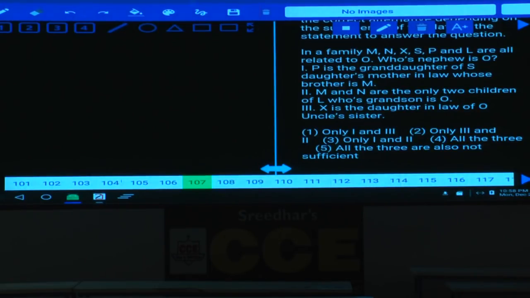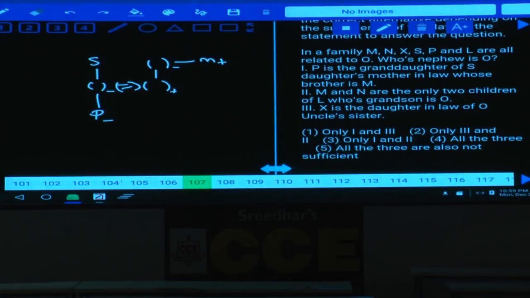1 and 3. What is 1 here? P is the granddaughter of S. S is here. Now P is the granddaughter of S, can be written like this. S's daughter's mother-in-law, whose brother is M. S is having a daughter, and daughter's mother-in-law means husband's mother, isn't it? Daughter's mother-in-law's brother is M. Clear now?